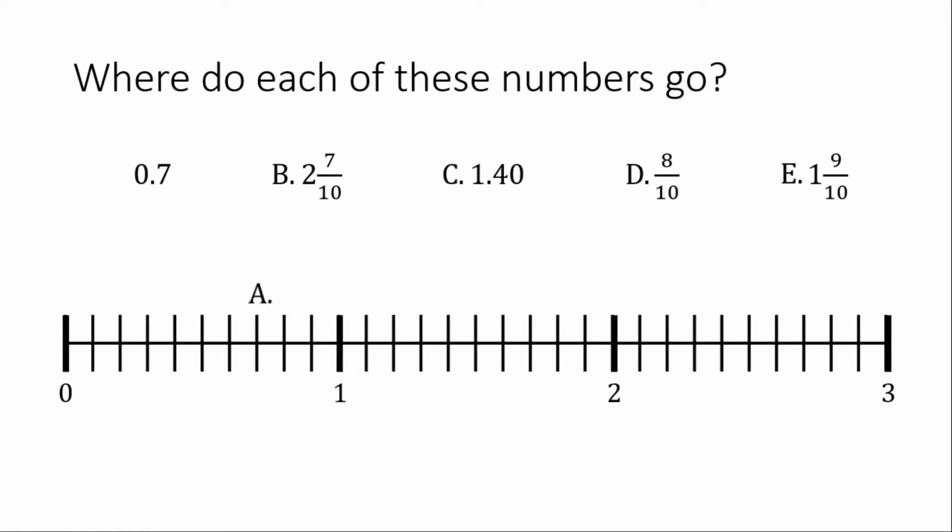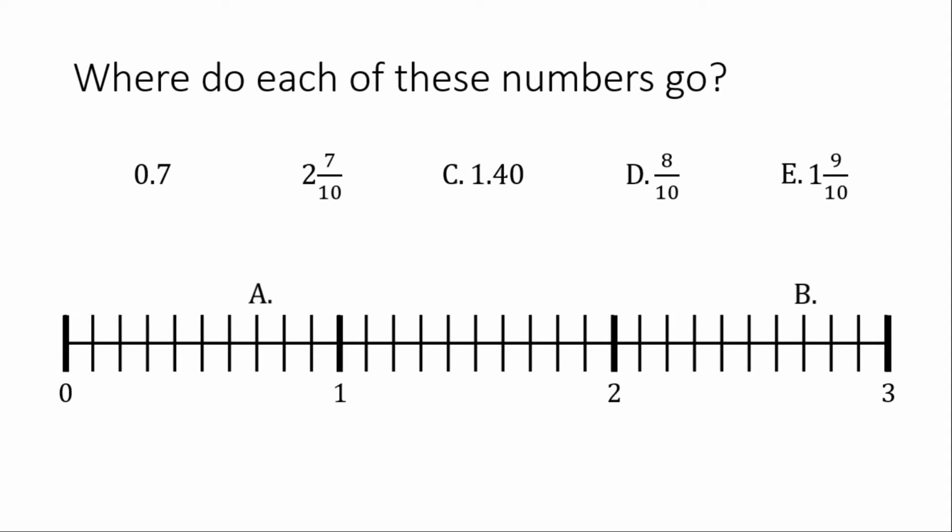What about B? B says 2 7/10. So we're not going to start at 0, we're going to start at 2. And then how many more tenths are we going to add? 7/10. So let's count. 1, 2, 3, 4, 5, 6, 7. So that's where we would put B.